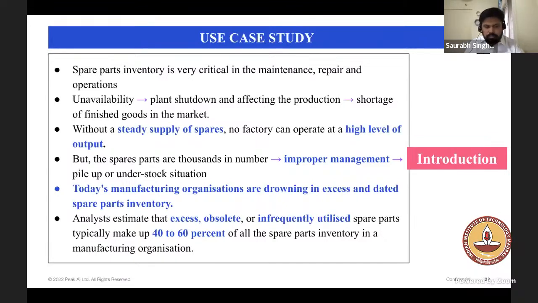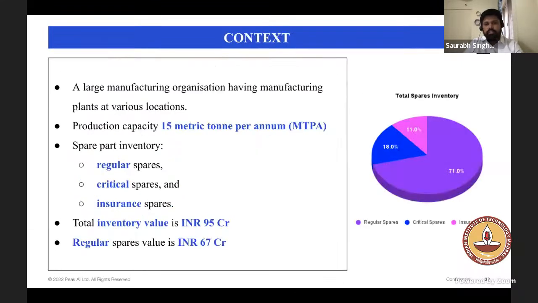So what is happening in today's manufacturing organizations? They are drowning in excess and dated spare part inventory. Analysts estimate that these excess, obsolete, or infrequently utilized spare parts typically make up 40 to 60% of all the spare part inventory in a manufacturing organization, which is very huge, right? This is crores of rupees of capital blocked in keeping those spare parts.